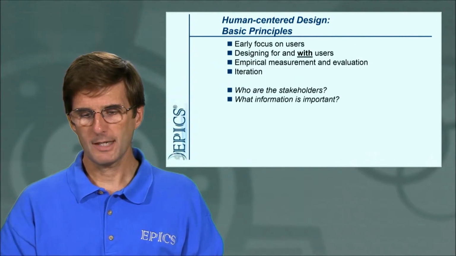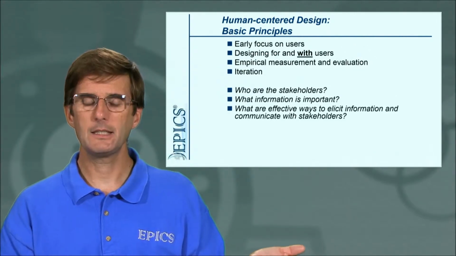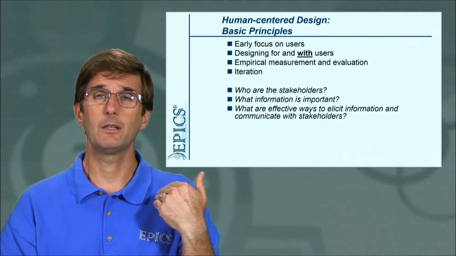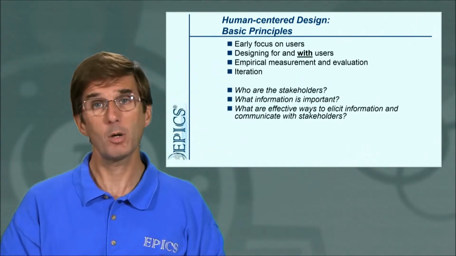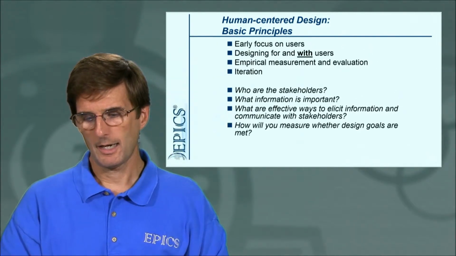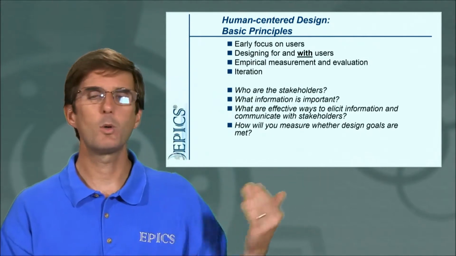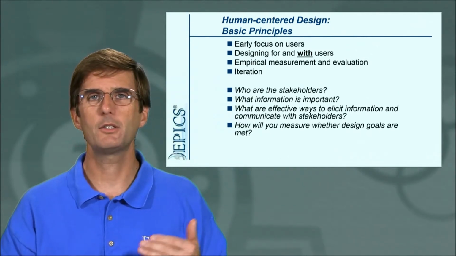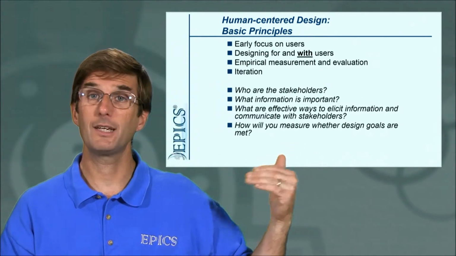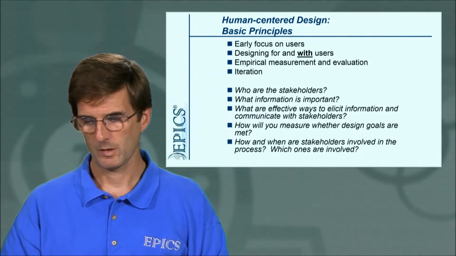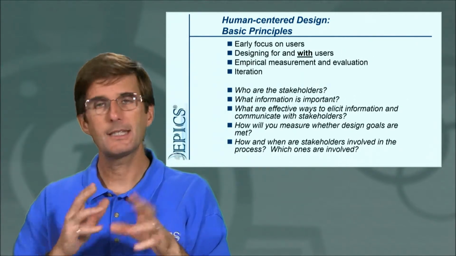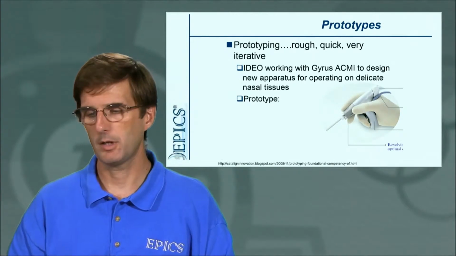We have to understand who the stakeholders are, what information they need, and what are effective ways to get that information. And I'll talk about one of the things that we teach, which is prototyping, so the students can build something to get some information. And how are we going to measure if the goals are met? The community projects are great, but often our community doesn't know what they need until they see it. And then we have to understand which of the stakeholders are involved in the process.